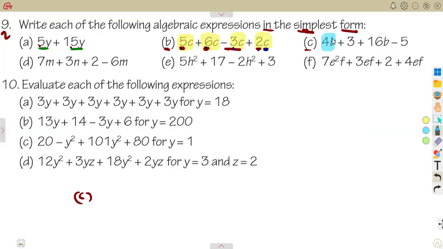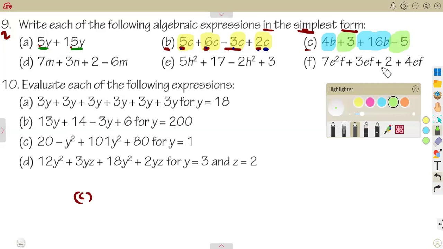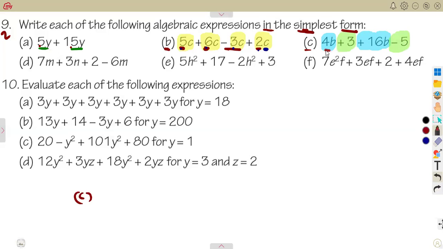Considering the part of B and that of B. The constants, which is the 3 and the -5 on their own. So meaning to say, we can add these like terms, the 4B and the 16B. So what are we going to have at the end?